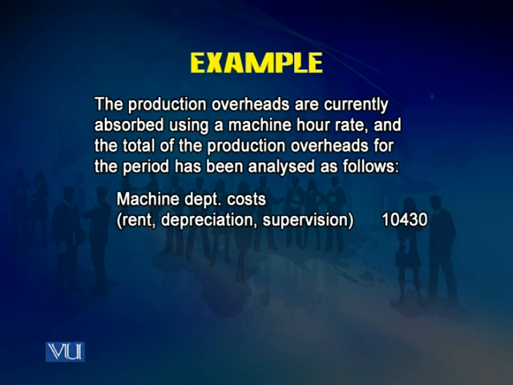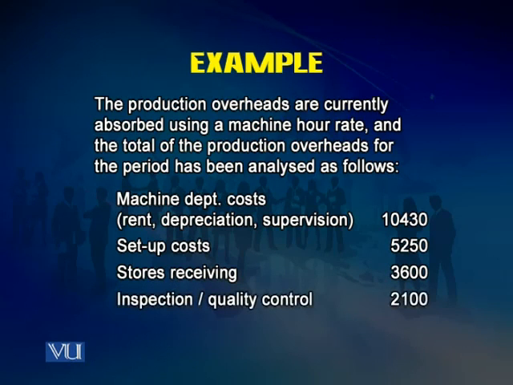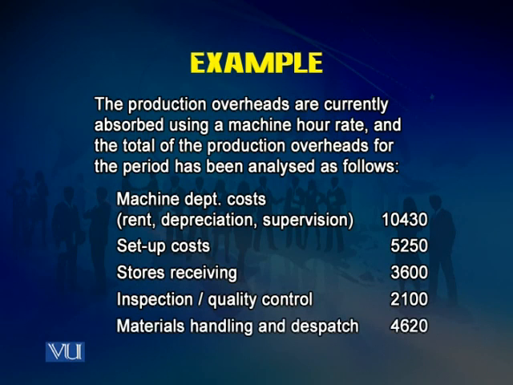Machine department costs, these include rent, depreciation, supervision, 10,430. Setup costs, 5,250. Stores, receiving, 3,600. Inspection and quality control, 2,100. Materials handling and dispatch, 4,620. So we have the example of a company.